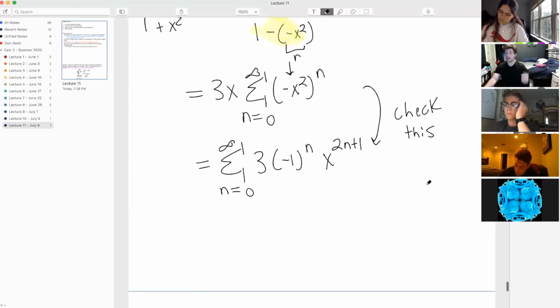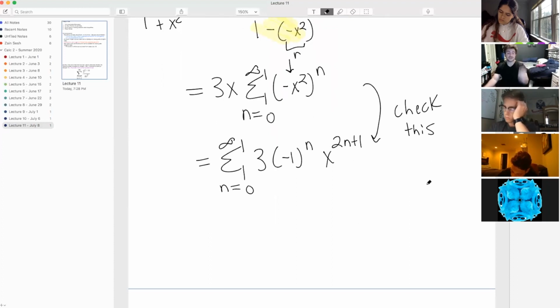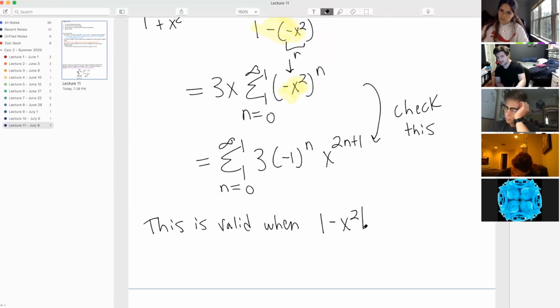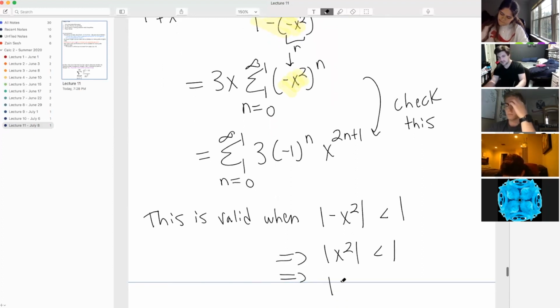Good, so we're not done yet. We just need to state which x values this is valid for, okay? So this is valid when the absolute value of the ratio, so negative x squared, is less than 1. This is the same as the absolute value of x squared less than 1, which is the same as the absolute value of x is less than 1. Okay, so it's valid precisely when the absolute value of x is less than 1.